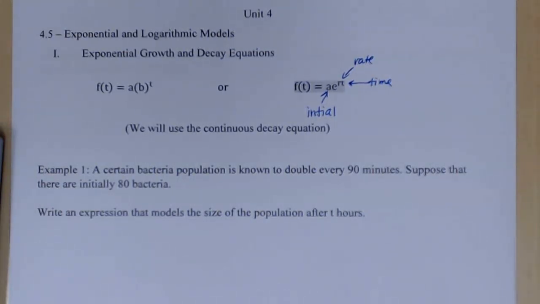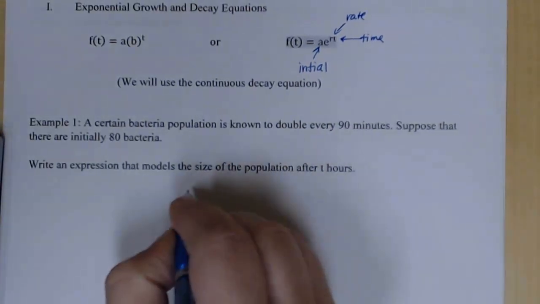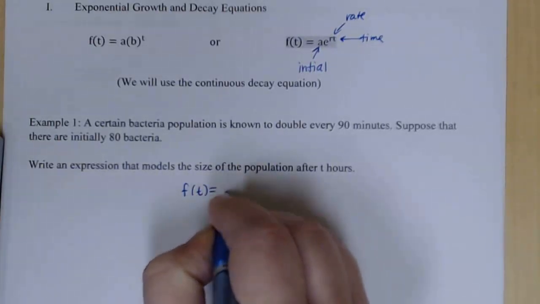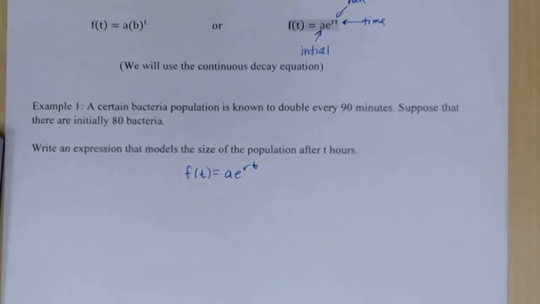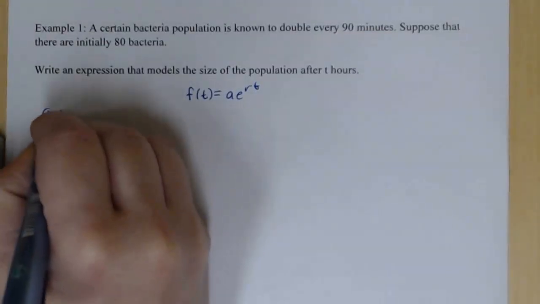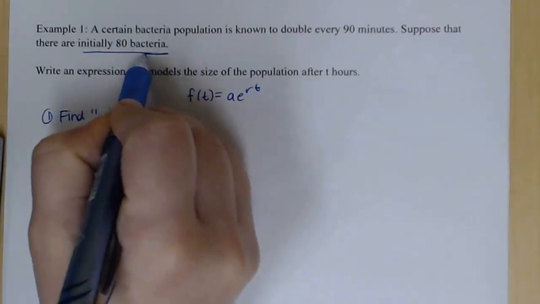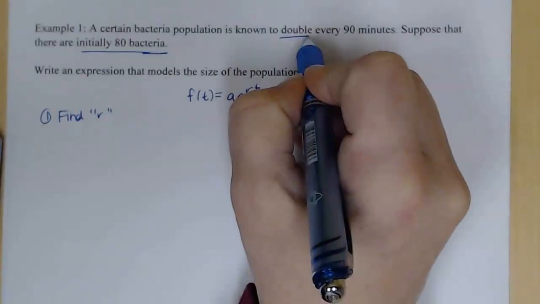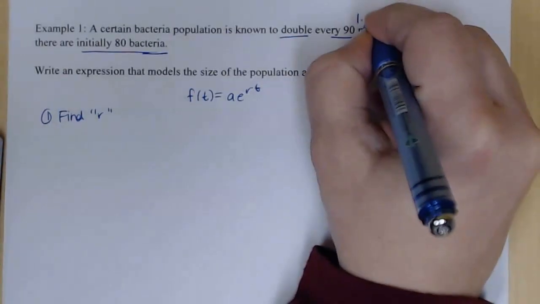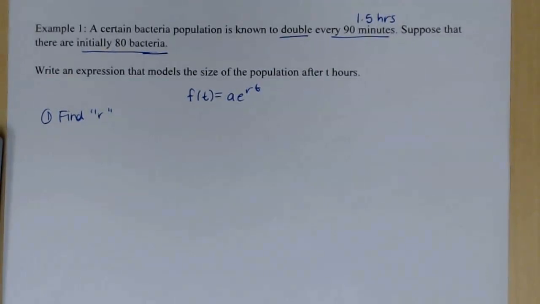So let's figure out what kind of information we have. It wants us to write an expression that models the size of the population after T hours. So I'm going to go ahead and write this formula down here so we can move up from there. The first thing that we want to do in this problem is find our R, or find our rate. Notice that initially there's 80 bacteria. It's going to double every 90 minutes, so that would be every 1.5 hours. We're going to see double the amount.